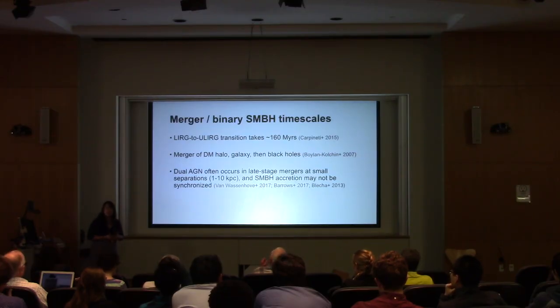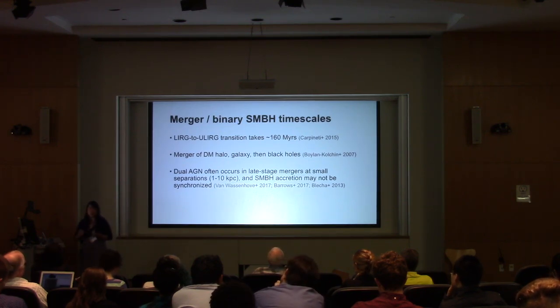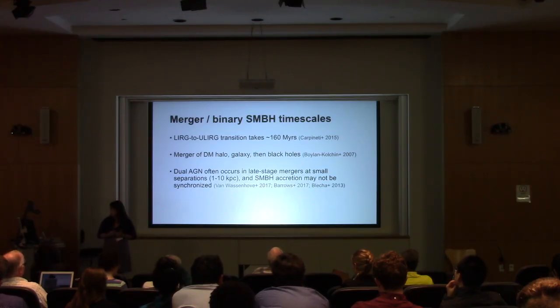And the reason is because these dual AGNs often occur in late stage mergers with very small separations that are often below the resolution limit of large surveys. And we don't really understand exactly the synchronization of the accretion, the triggering of the AGN. And so a lot of this is still an active area of research.